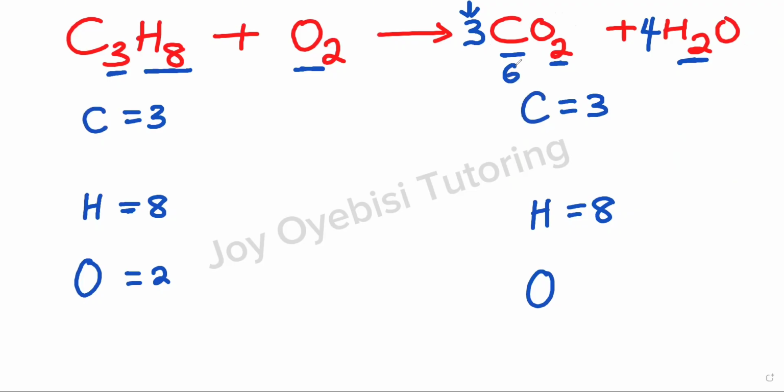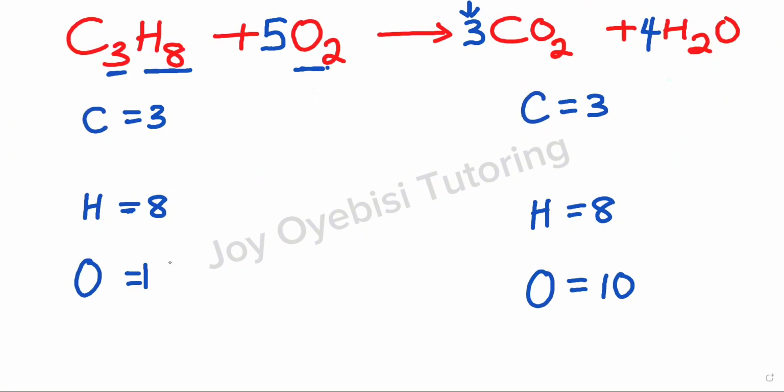So 6 over here plus the 4 over here gives us 10 oxygens, okay? So that means we have 10 on the right-hand side. Now to balance this and make it 10, I will simply put a 5 in front of the oxygen. So 5 times 2, that makes this 10.